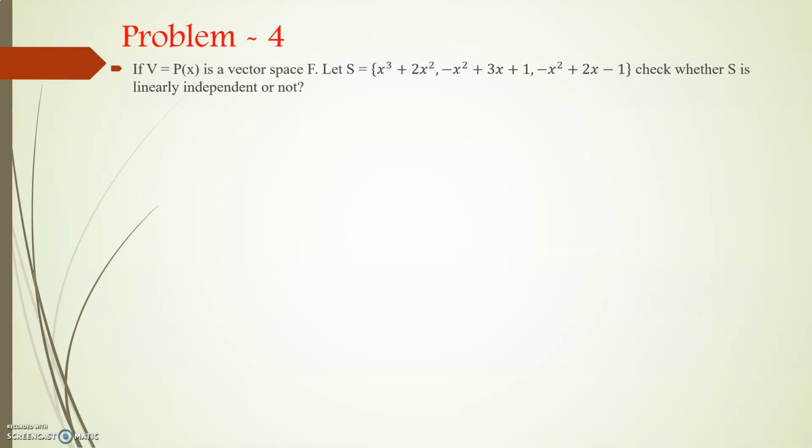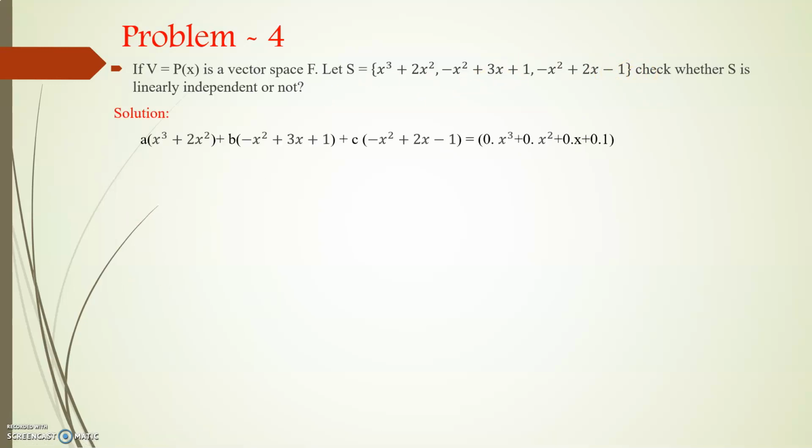Next problem. V = P(x) is also the same polynomial vector space over F. Let S be a set where they are defining polynomials of degree 3, whereas the previous one was degree 2. S = {x³ + 2x² − x² + 3x + 1, −x² + 2x − 1}. Check whether S is linearly independent or not.